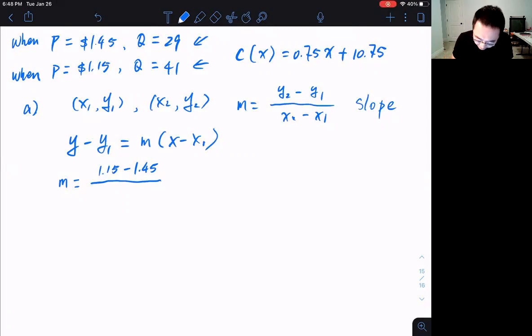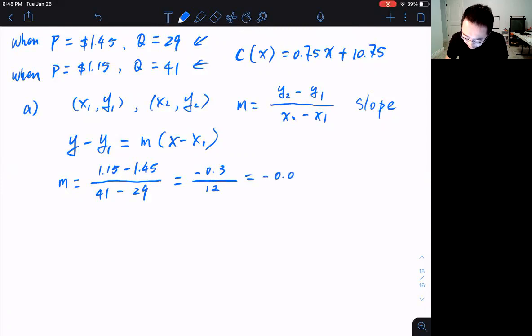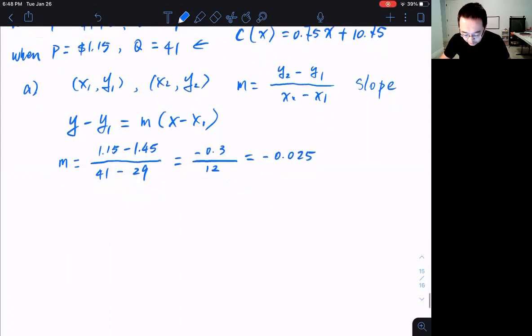At 1.15, quantity is 41. At 1.45, quantity is 29. So that gives you negative 0.3 divided by 12, which equals negative 0.025. That is the slope of your line.